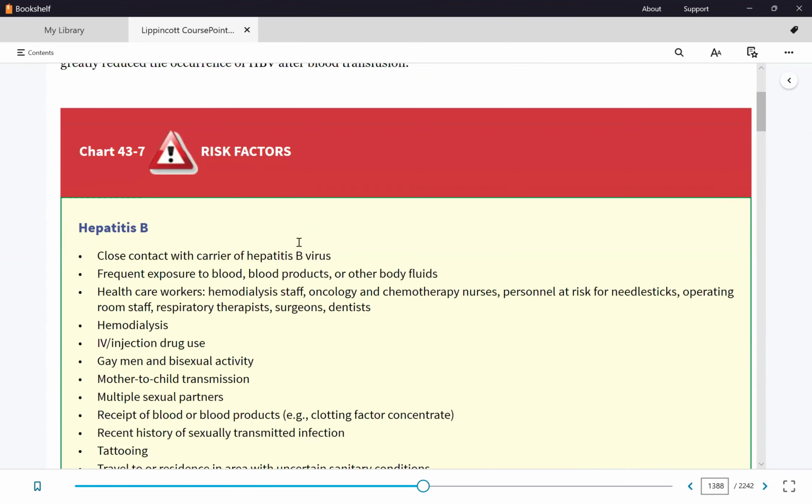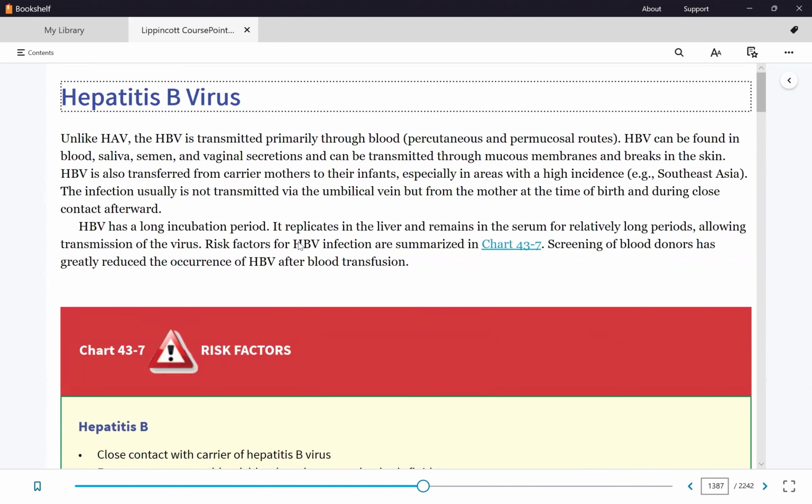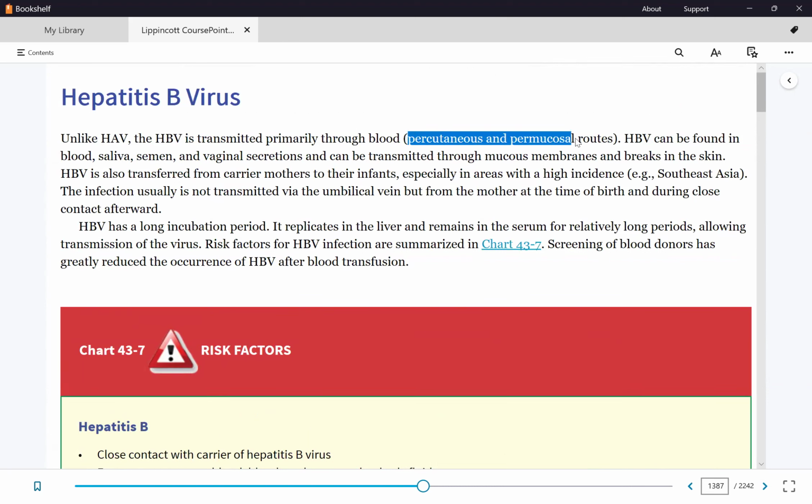Okay, so here's B. This is transmitted via the bloodborne route, percutaneous and permucosal routes, meaning through a needle prick. It doesn't have to be an accidental needle injection. It could also be from IV drug use, or through an open wound. So you have a wound in your mouth or your rectum, for instance. So this involves men who have sex with men. So very high risk for transmission.